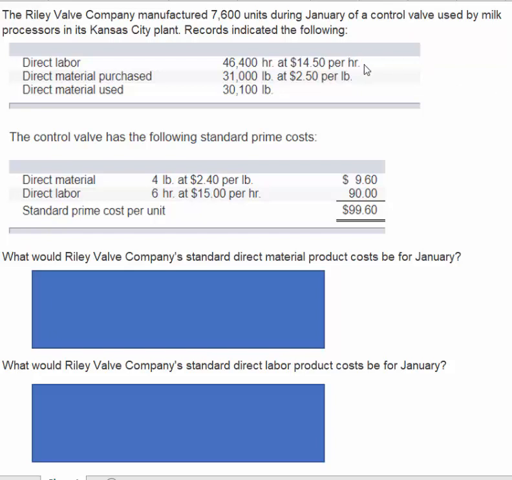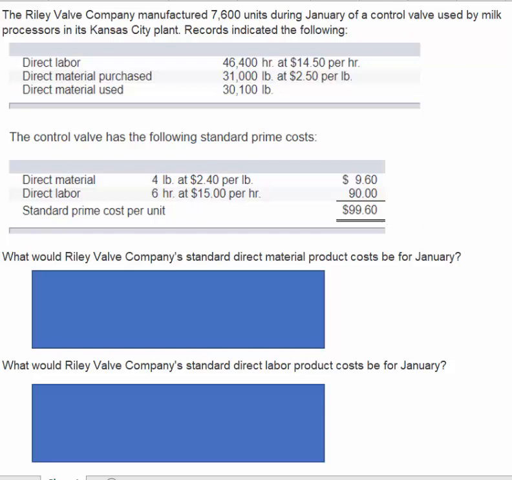Okay, direct labor, they used 46,400 hours at $14.50 as their average cost per hour. They purchased 31,000 pounds at $2.50 per pound, and they used 30,100 pounds. Now, they already had developed the following standard prime costs. So we know direct material, the standard called for 4 pounds at $2.40 per pound, and direct labor required 6 hours at a $15 direct labor rate. You can think of that as an average direct labor rate.